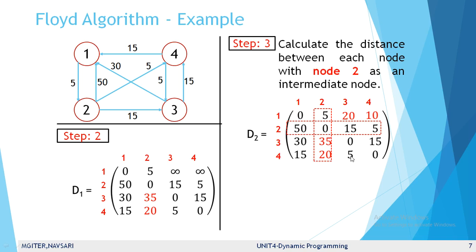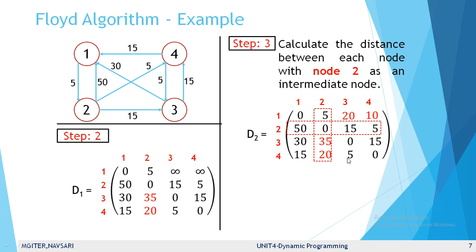Now 4 to 3. The edge is 5. There is a chance to get a minimum distance via intermediate vertex 2. Now we check. 4 to 2 is 20 plus 2 to 3, which is 15. So 20 plus 15 is 35. 35 is greater than 5, so no need to change here.